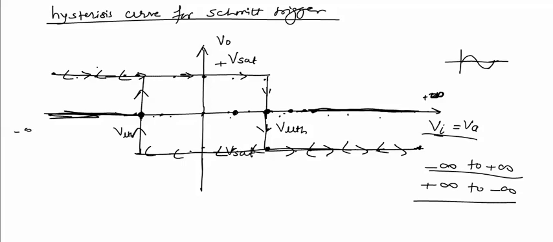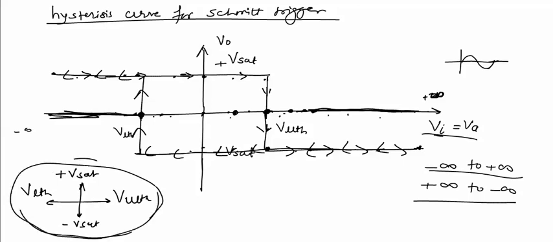This is the hysteresis curve, the complete hysteresis curve for a Schmitt trigger circuit. In this hysteresis curve, we can see there is a rectangle, and this rectangle has its top edge at plus Vsat, bottom edge at minus Vsat, and side edges at VUTH and VLTH. So it is not necessary to know the procedure to draw this hysteresis curve. If we know these four values, the hysteresis curve can be drawn directly.